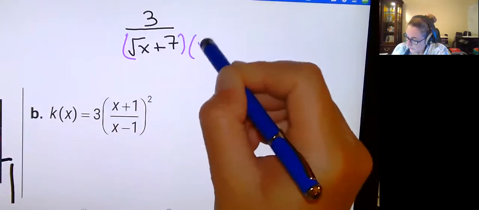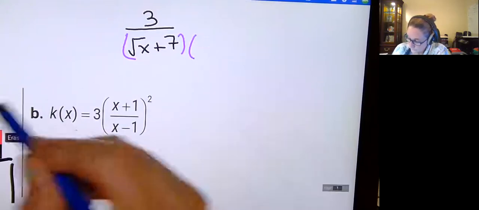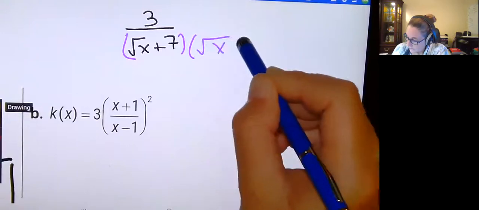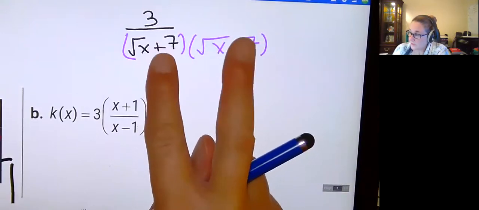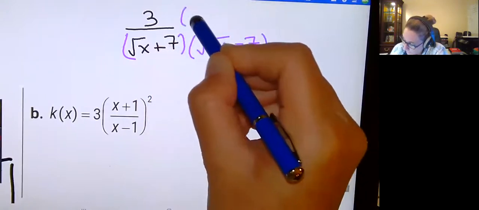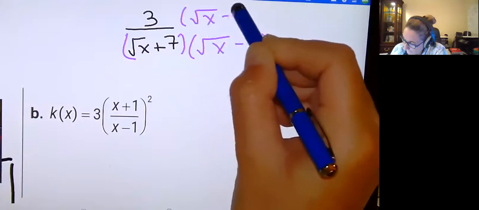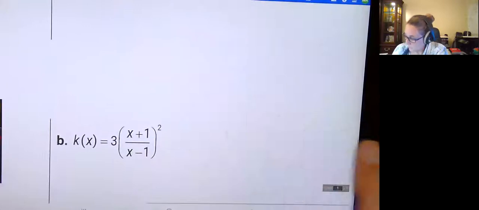Okay, so again, the square root of x minus 7, because these are called conjugates. We know the same terms, but one has a plus and one has a minus. And I'm going to multiply this by the same thing. Okay, now this is just a sample. This is going to be something we're going to be doing in a second.